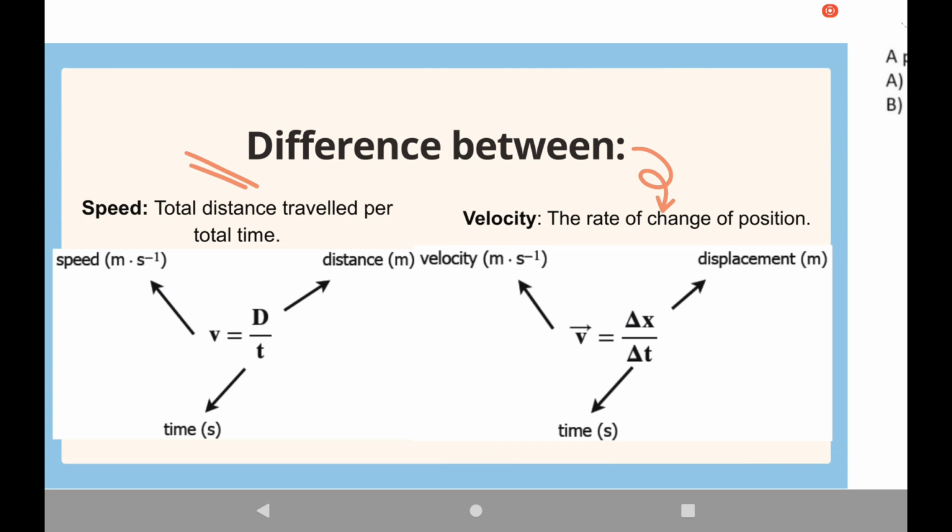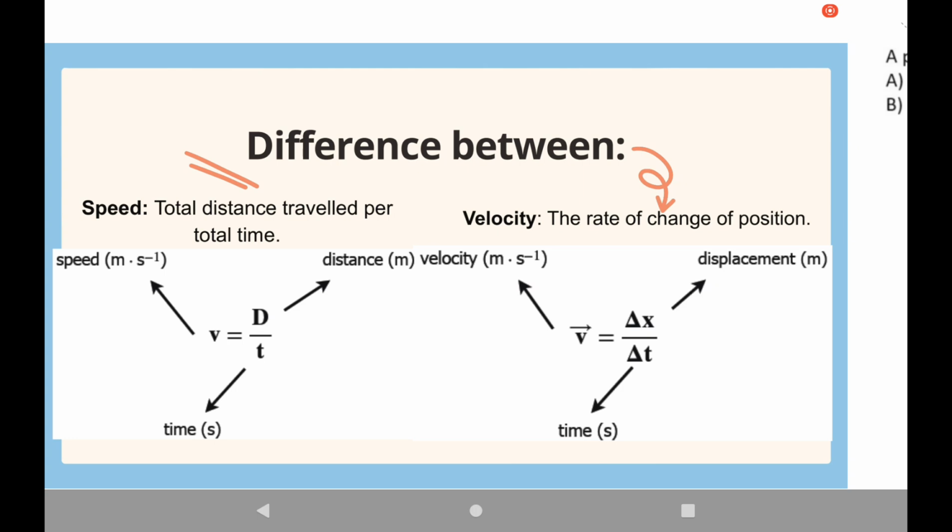You can see the formula for speed is v equals d over t. T is always in seconds, so make sure you convert your time from minutes to seconds. D is the distance, V is the speed, and on the velocity formula, the definition of velocity is the rate of change of position. Displacement is measured in meters, same thing with distance. Time is measured in seconds.